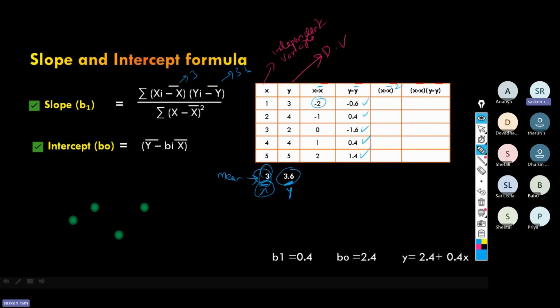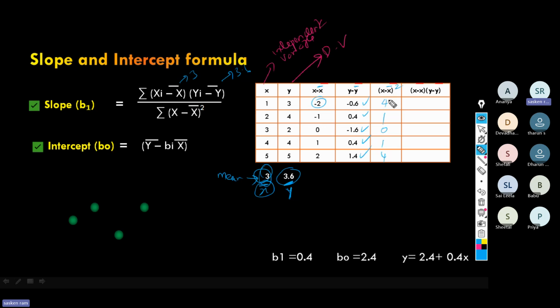So in this case, by doing so, we will be able to find out the value. For example, if you do it, what will happen? Here, x minus x bar whole squared is going to be 4. You take the square: 1, 0 squared is 0, 1 squared is 1, 2 squared is 4. That is x minus x bar whole squared.